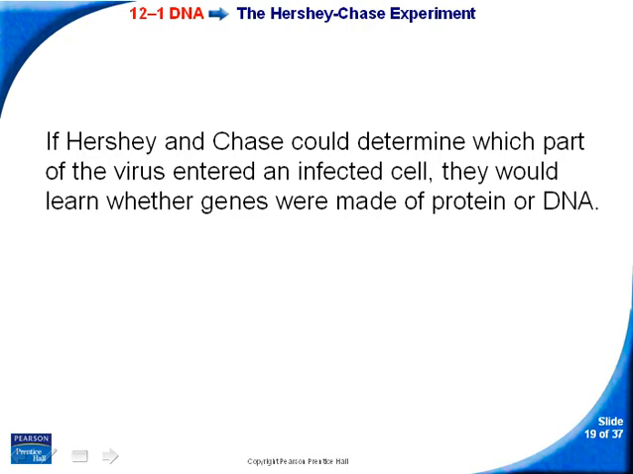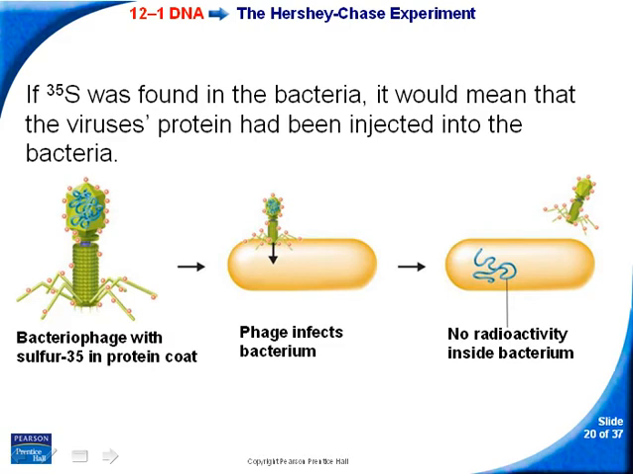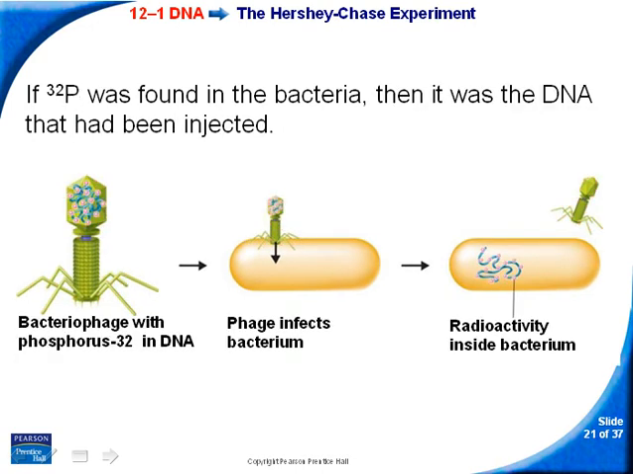So what Hershey and Chase wanted to do was figure out what part of the virus entered the cell, either the protein or the DNA. So they put viruses in 2 different radioactive isotopes, and one stuck to the protein. Sulfur was incorporated into the protein. And when they made the bacteriophage with the radioactive sulfur, no radioactivity was found inside the bacterium, so they were sure that the protein coat was not injected.